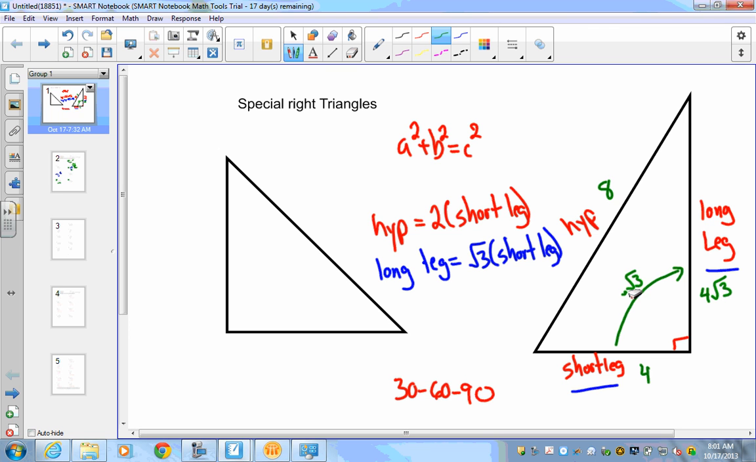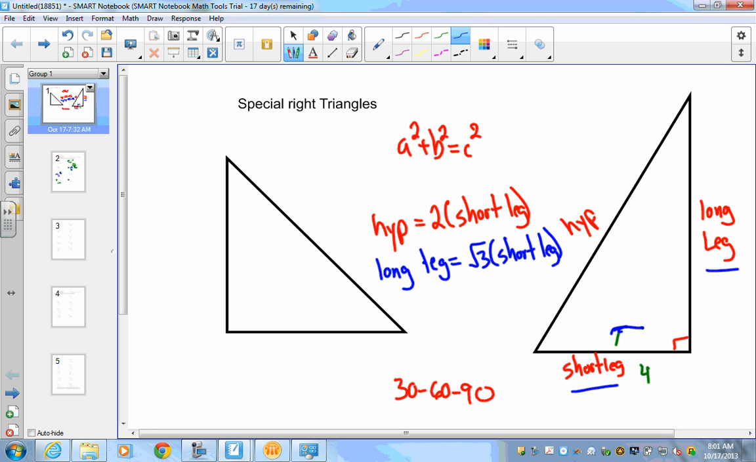Okay, now remember this radical 3 can also be converted to a decimal. So if I took 4 radical 3 and multiplied this out, it would get converted to 6.92. All right. So let's kind of play some more what if games for a second. All right. So let's say this long leg was.